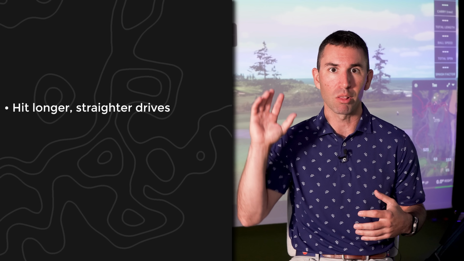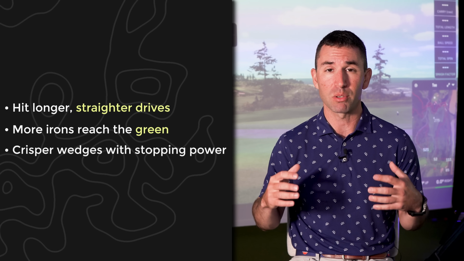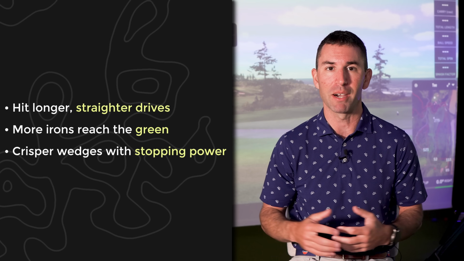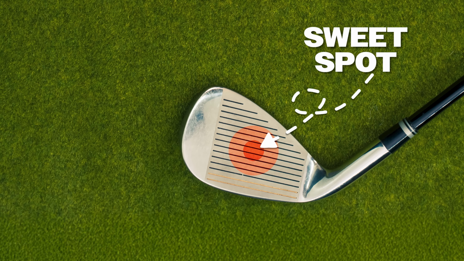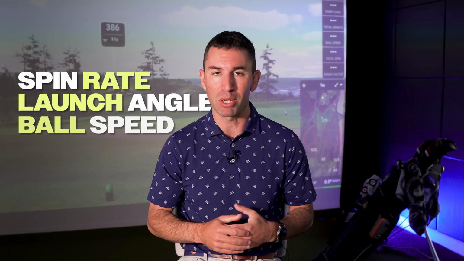This is how you hit longer, straighter drives, more iron shots that reach the green, and crisper wedge shots with stopping power. Why? Because you're striking the ball closer to the center of gravity of the club, also known as the sweet spot. When you do that, you're allowing the club to do what it's designed to do. And you optimize things like spin rate, launch angle, and ball speed. This solves so many problems, and you don't need to go through a swing overhaul either. You are simply just trying to be an athlete and focusing on one job.